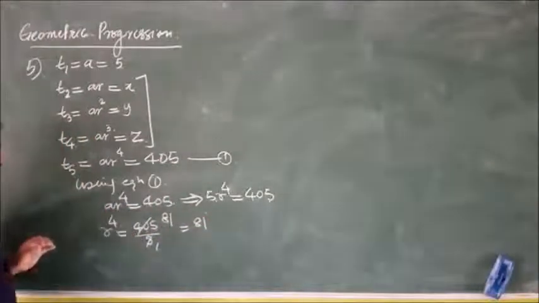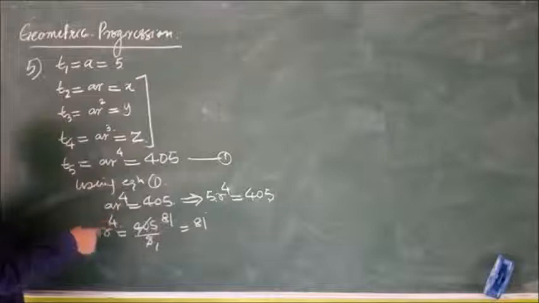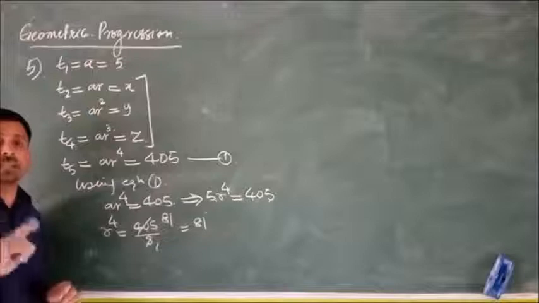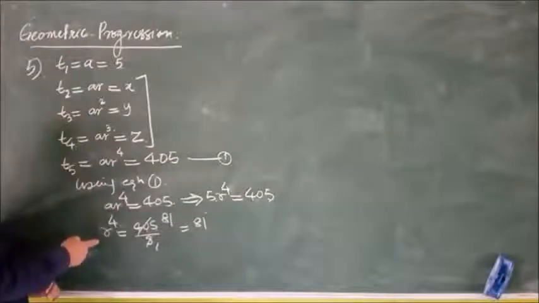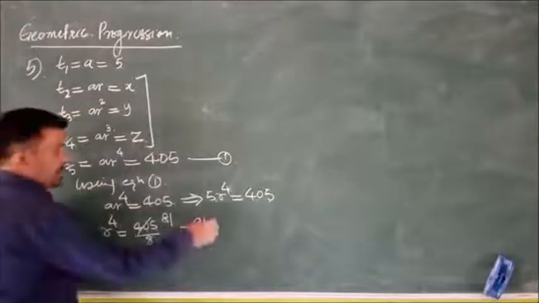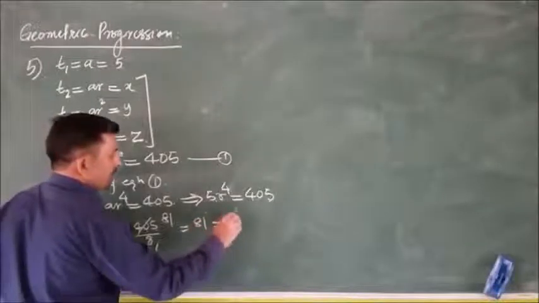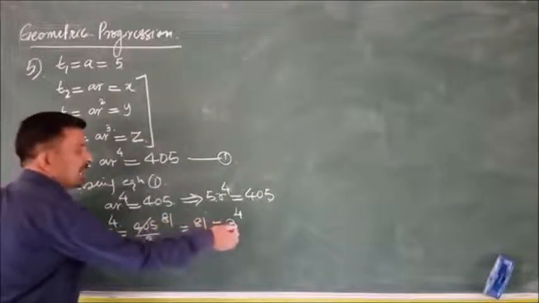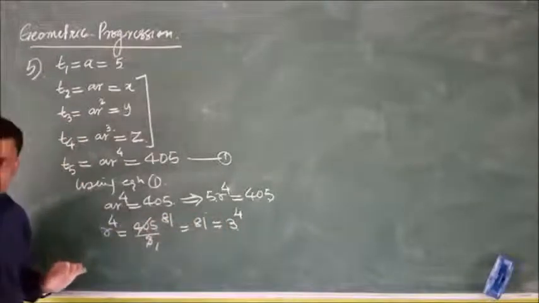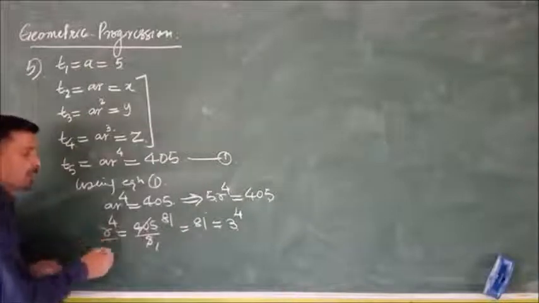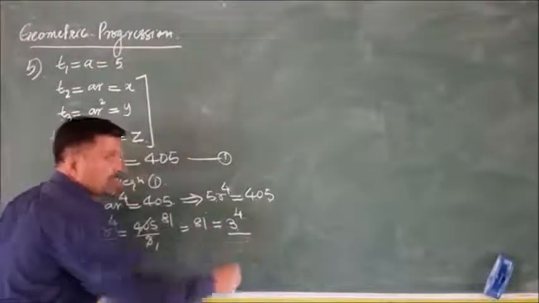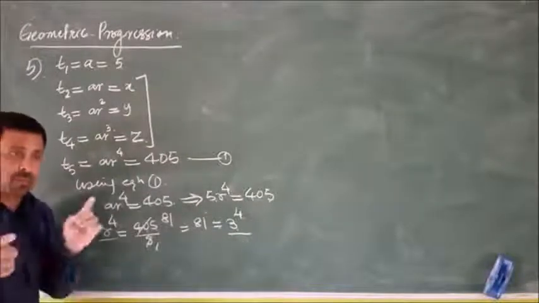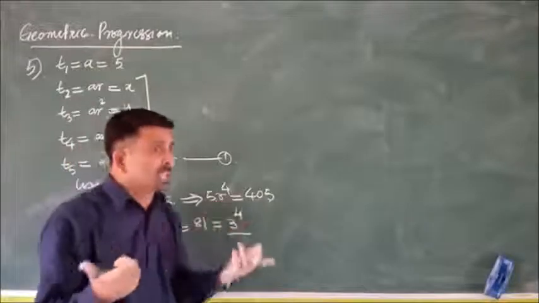Is it okay? Now, this is the exponential number. If this also can be expressed in the form of exponential number, then it is very easy to get the value of R. Is it okay? Yes, sir. So, this can be written as 3 to the power 4. In class 10, you have studied that when two exponential numbers are given equal, it means that the numerical values of this exponential number and this exponential number are the same. That is the meaning of equality.